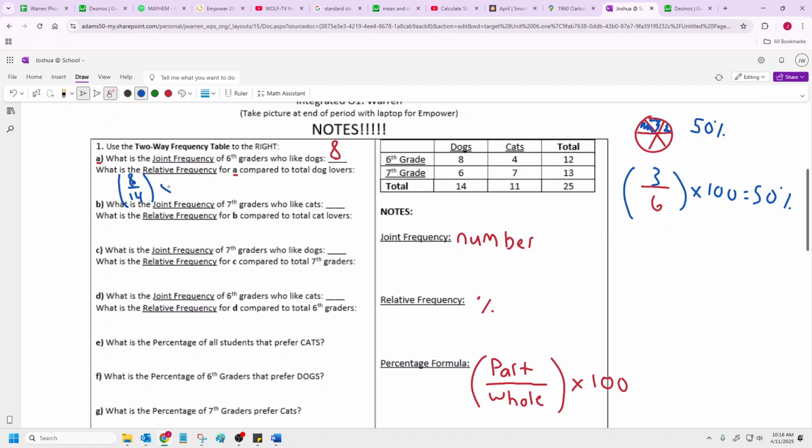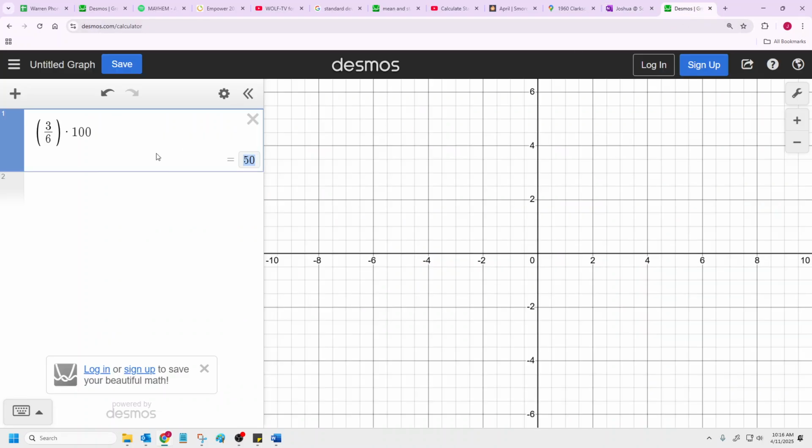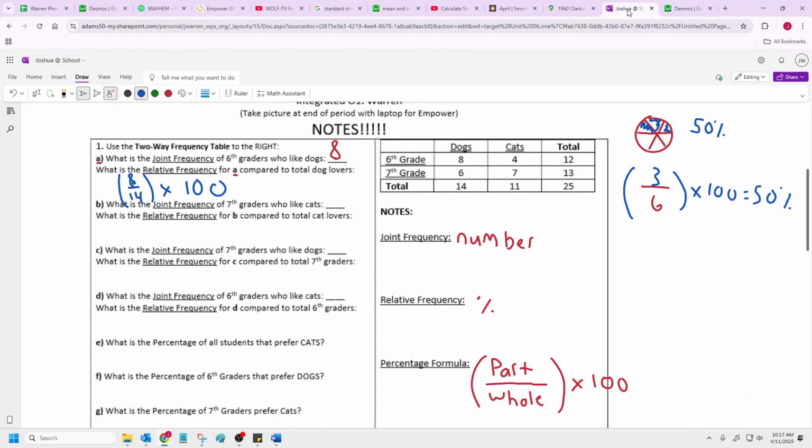So the relative frequency is a percentage. We're going to go over here and we're going to type this into Desmos. 8 divided by 14 times 100. Check it out. It's not an exact number. We don't care. We're going to round to 2 decimal places at first. 57.14.